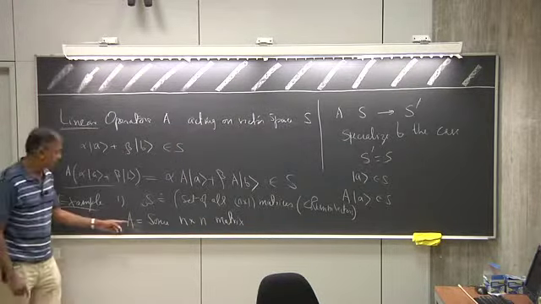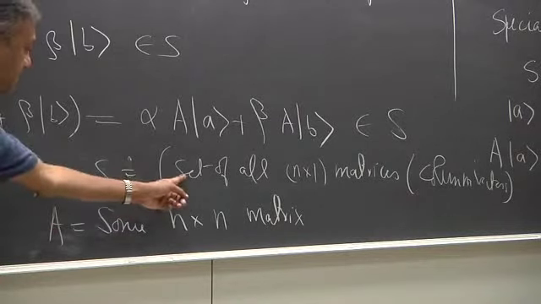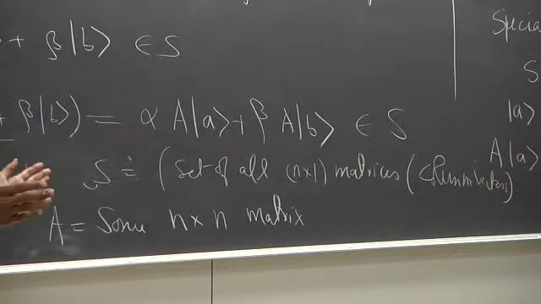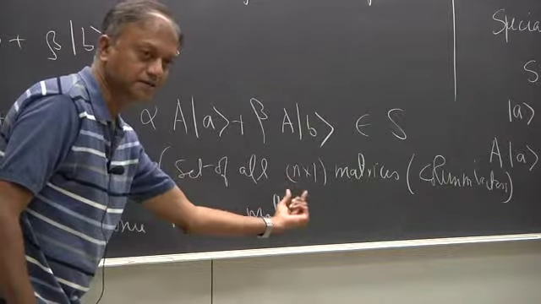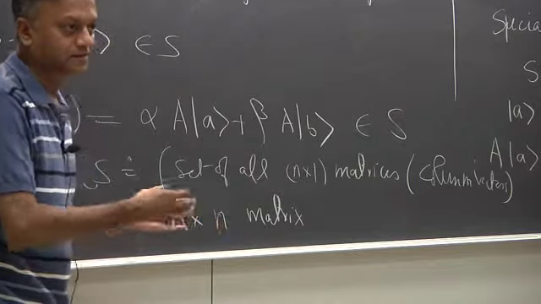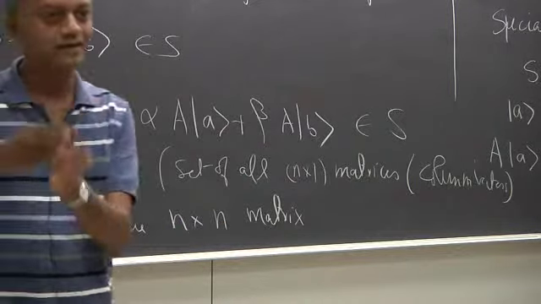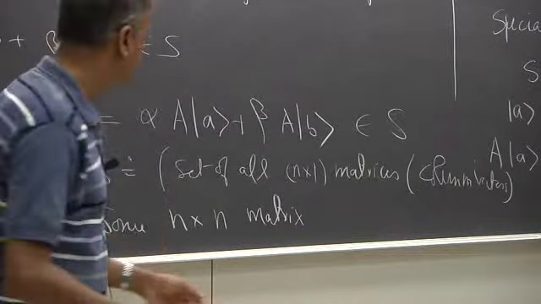And then A will act on these vectors by just matrix multiplication. So you have an n by n matrix, and this is an n cross 1 column vector, so you can multiply. The result of multiplication will be, again, an n cross 1. Right? So let's see.